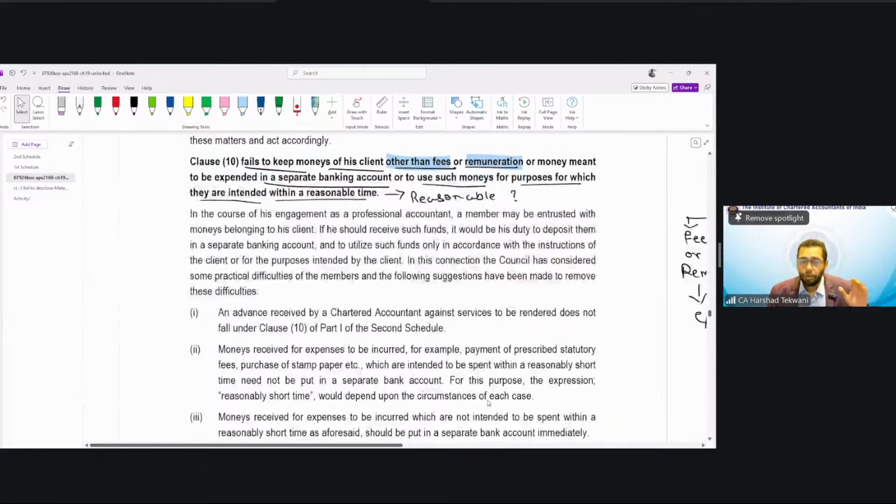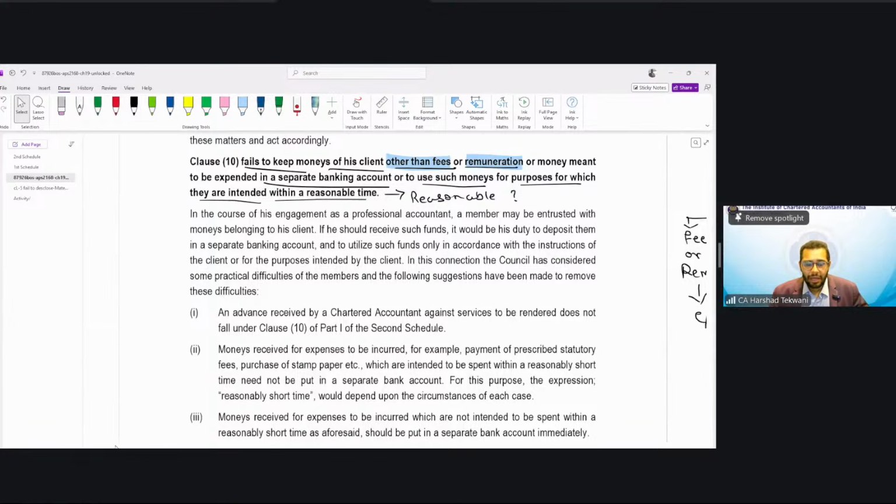Okay. So clause 10 says that if you fail to keep the money in a separate bank account, which is required, which is given for a specific purpose over a long duration, or if you do not spend that money for the purpose for which it was given to you, in that case, you will be held guilty of professional misconduct.